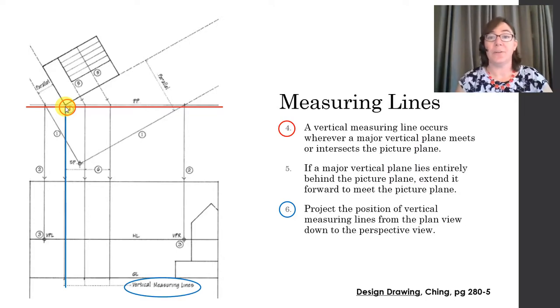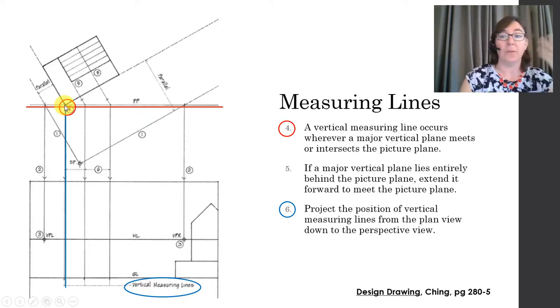So let's see how to do that. We're going to take this one corner point of our building, and we're going to project that down to our ground line using a vertical measuring line. So you're just going to draw this vertical right here down to where it intersects with your ground line.